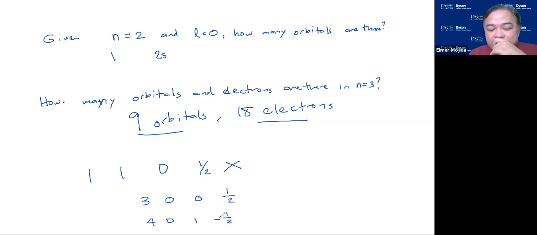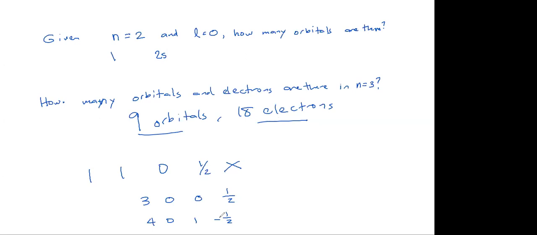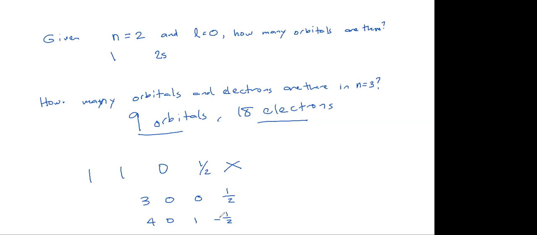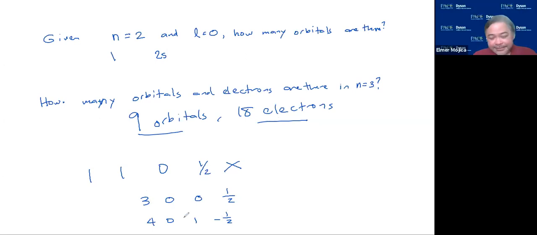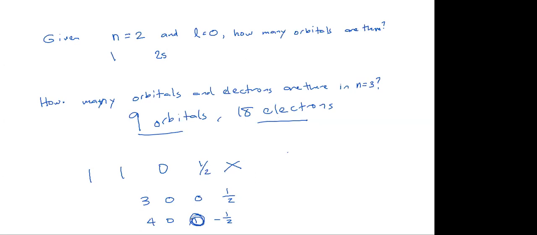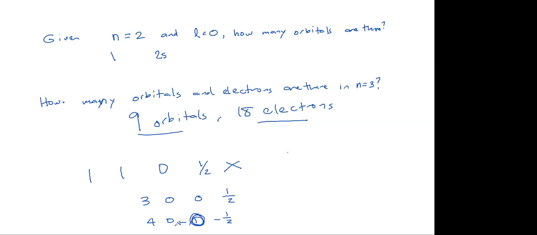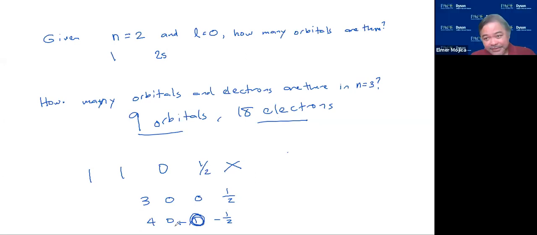Now, how about this? Is this possible? No. Why? Where does this depend? On L. Can you have 1 when L is 0? No. What did I tell you? The number depends on the previous given quantum number.